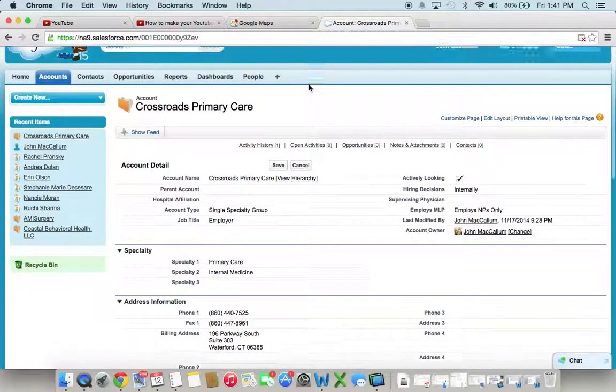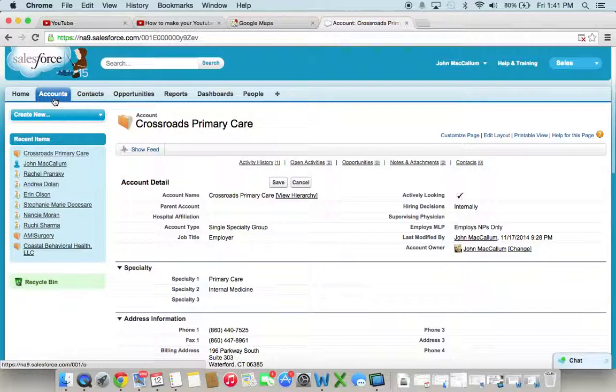I would like for you to also make and enter into Salesforce all of the hospitals that are in your specific territory. Now, that's not something that you're going to have to do right away. It's not something that you should make a priority, but at some point that is an exercise that should be done. And that is it for right now.